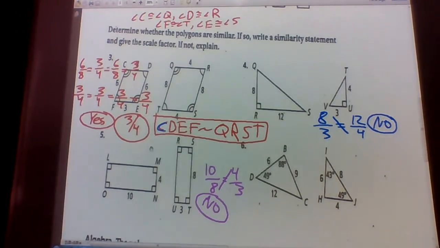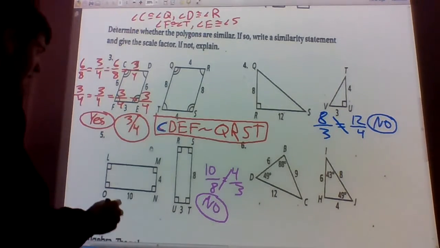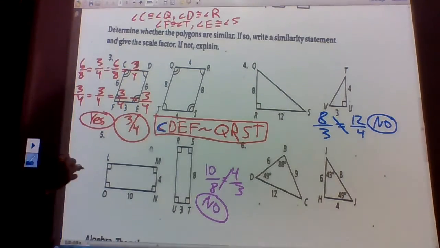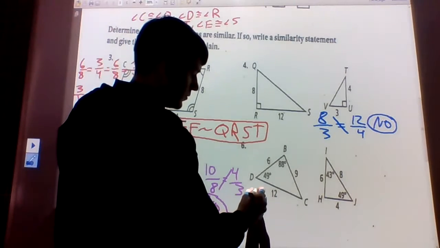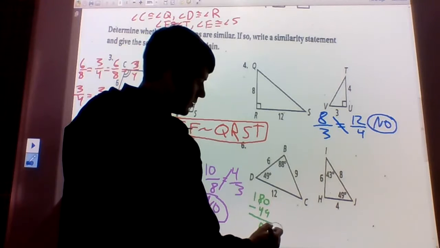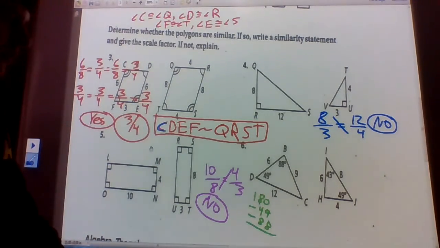Okay, number 6. So we've got to check angles first. So we've got to find our missing angles. To find missing angles, we know 3 angles of a triangle add up to 180. So we need to do 180 minus 49 minus 88. Okay, that's going to give us 43.